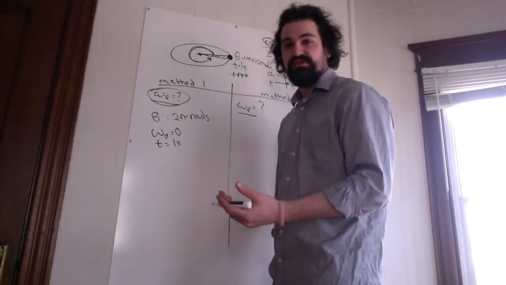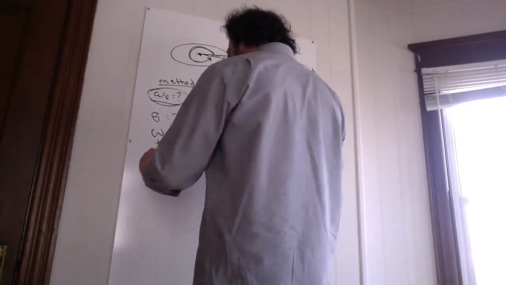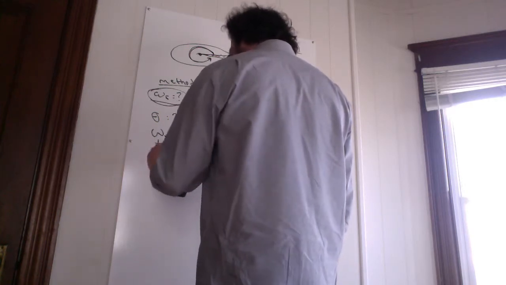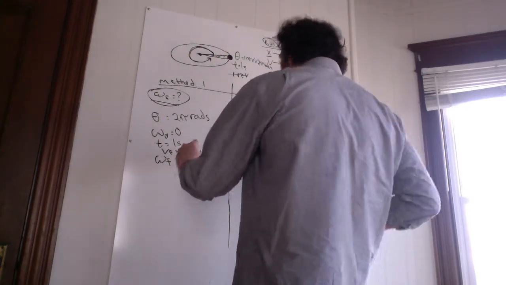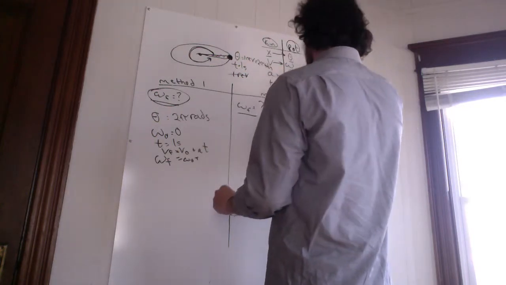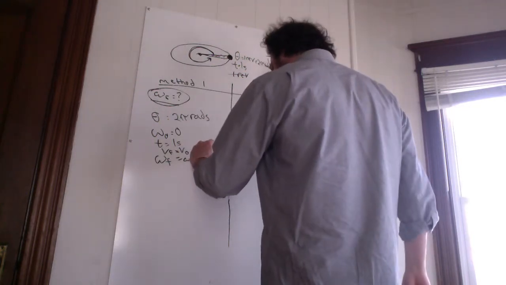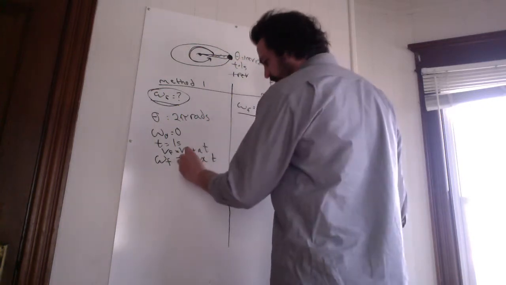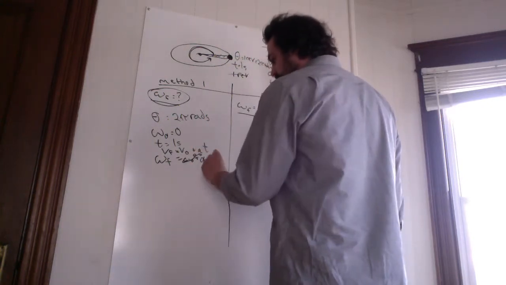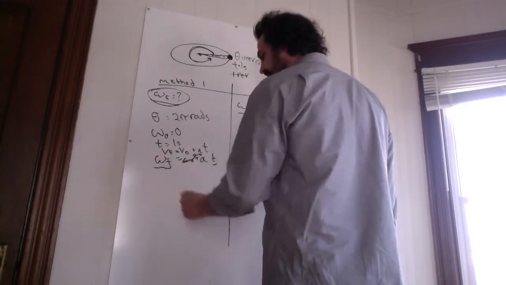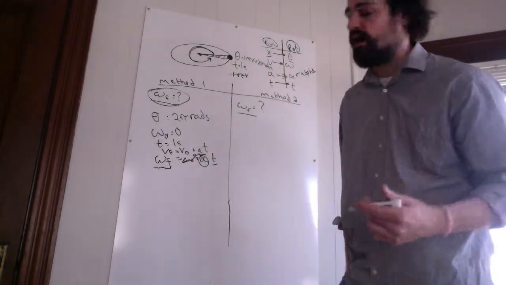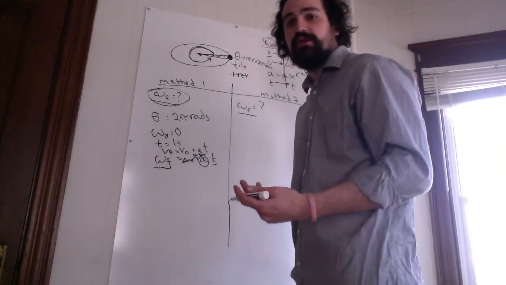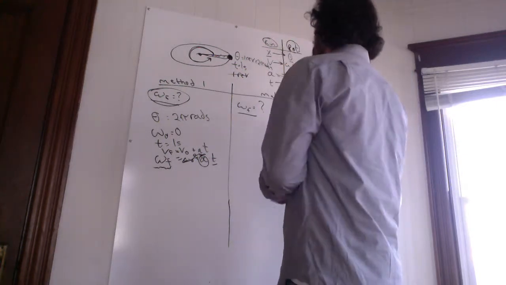So then we look at our equations for angular velocity. From the equation Vf equals V naught plus At, we can translate that to omega f equals omega naught plus alpha times time. And we know that omega naught is 0. We have time. We want final angular velocity, but we don't have alpha. So in this case, you would have to solve for alpha first. So we have to find another equation that has alpha in it.